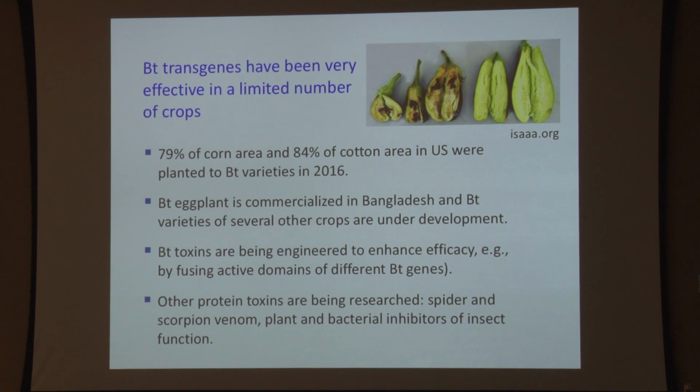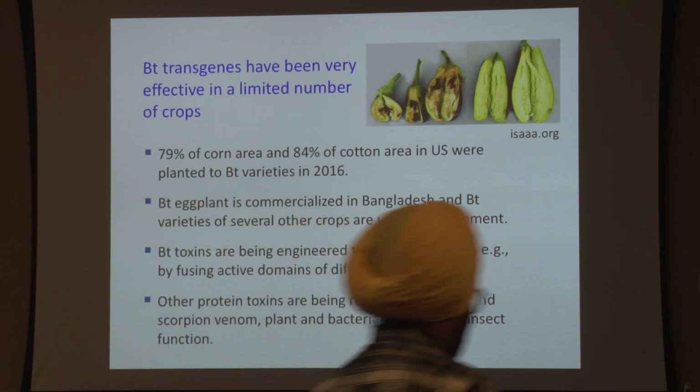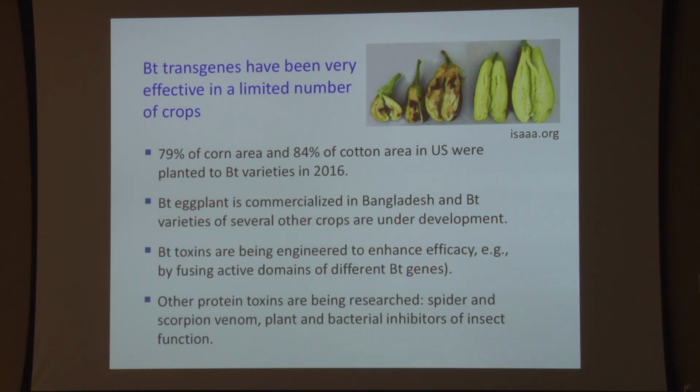Looking at transgenics, Bt transgenes have been effective, but in a limited number of crops. Corn and cotton are the big ones in this country, with 80% or more of the area planted to Bt varieties. Around the world, Bt eggplant has been commercialized in Bangladesh and is very effective. And there are efforts underway in other crops as well.